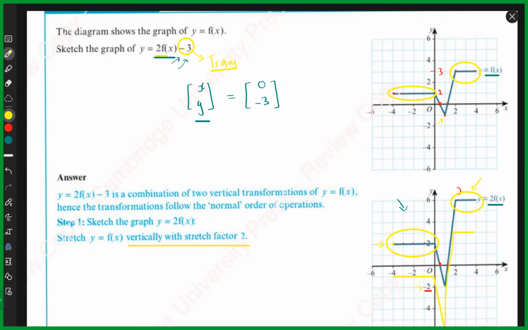Once we were done with stretch, then we need to translate. For that, it was -3. You need to pick up the entire thing and take it 3 units down. That is it. So what happened now in stretch? You guys can also say in stretch we multiplied every point with 2, but actually the graph stretched. Yes, because we just took 3 points, this one and the third one right here for reference.